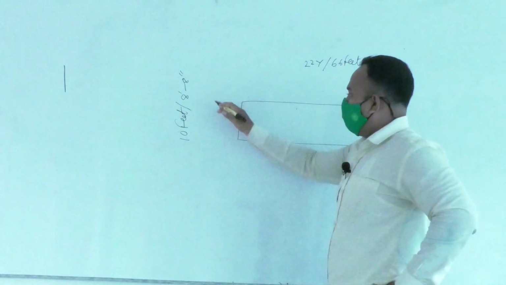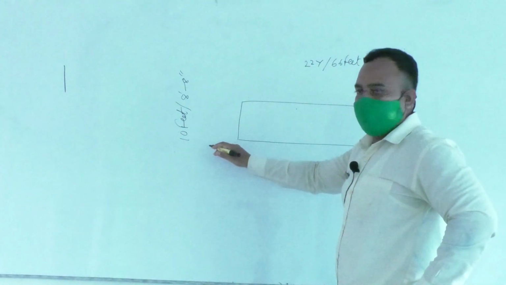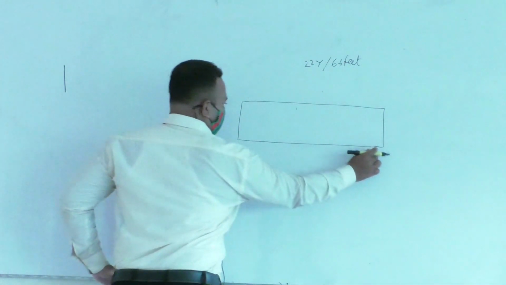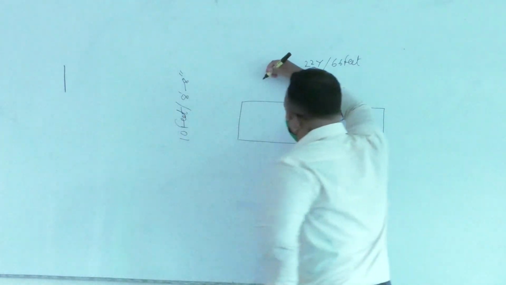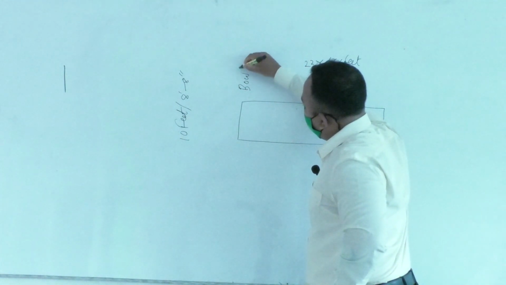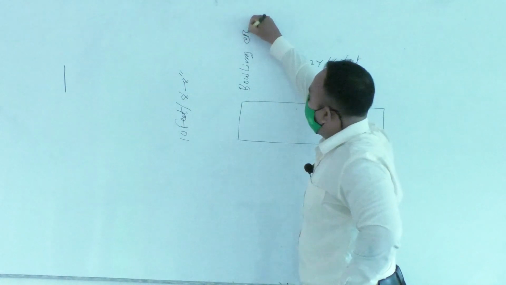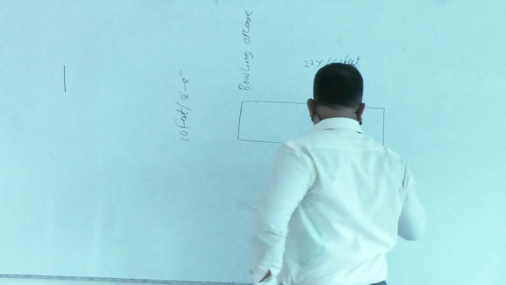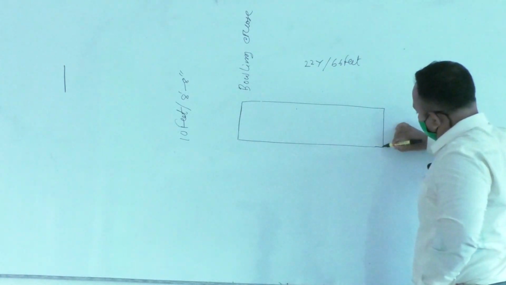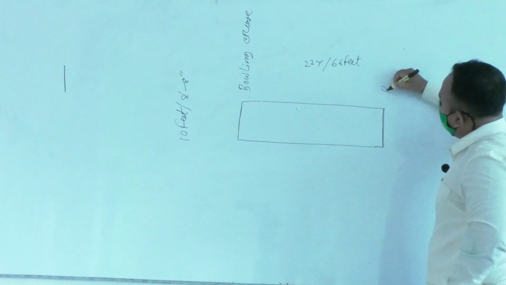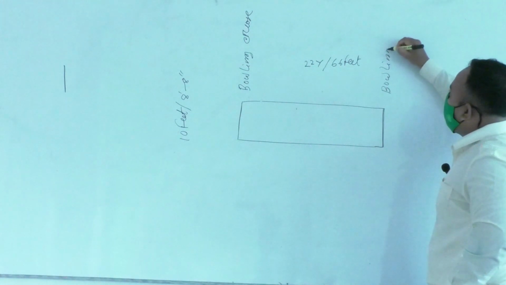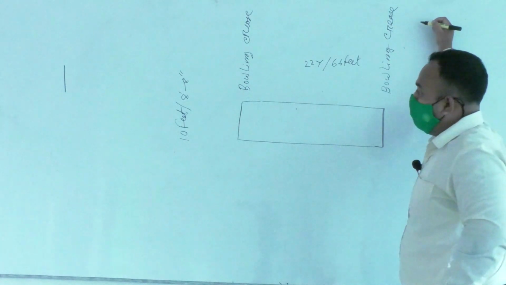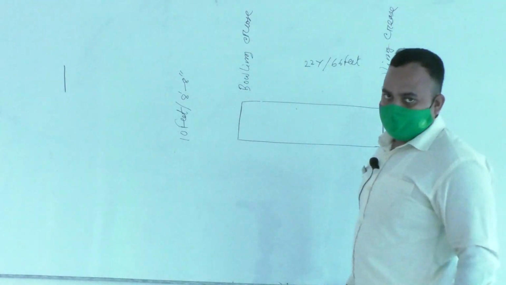Next one, this one. This is the bowling crease. There are two bowling creases, this one and this one. This is the bowling crease. Okay. Next, popping crease.